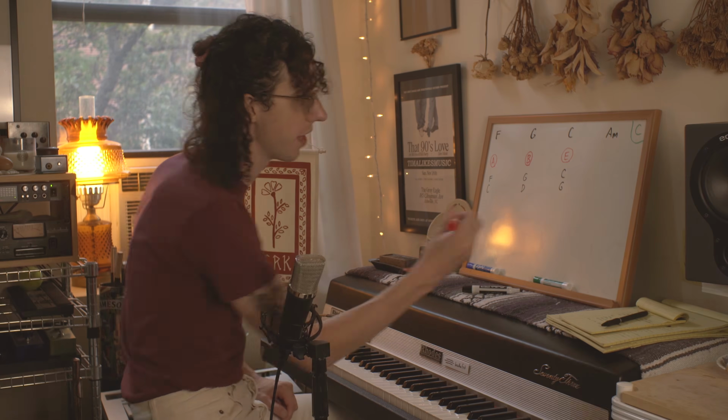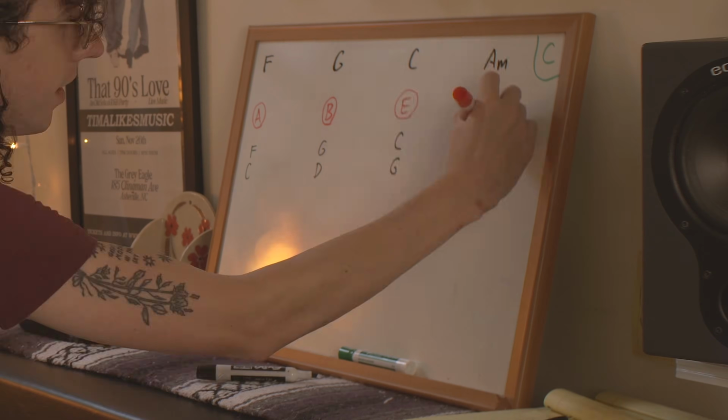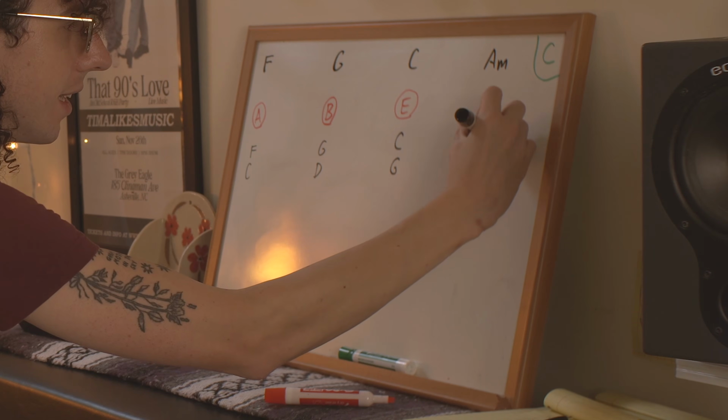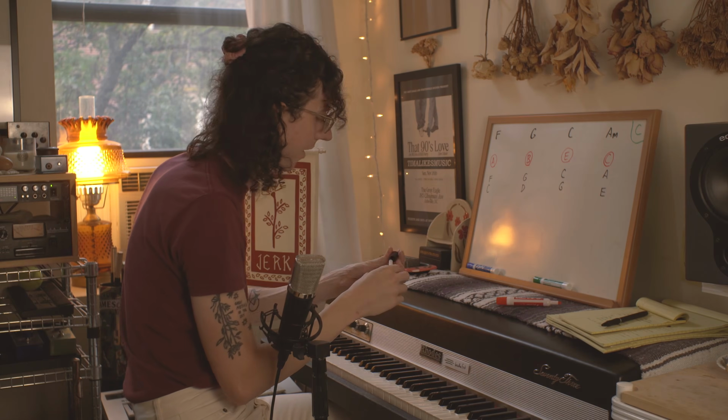But then I want to come back down, so I have A, B, E. I'm going to go down to C for our A minor chord, which again is going to put it in second inversion. So let me play through the melody, and then I'll go through each of these voicings as well.